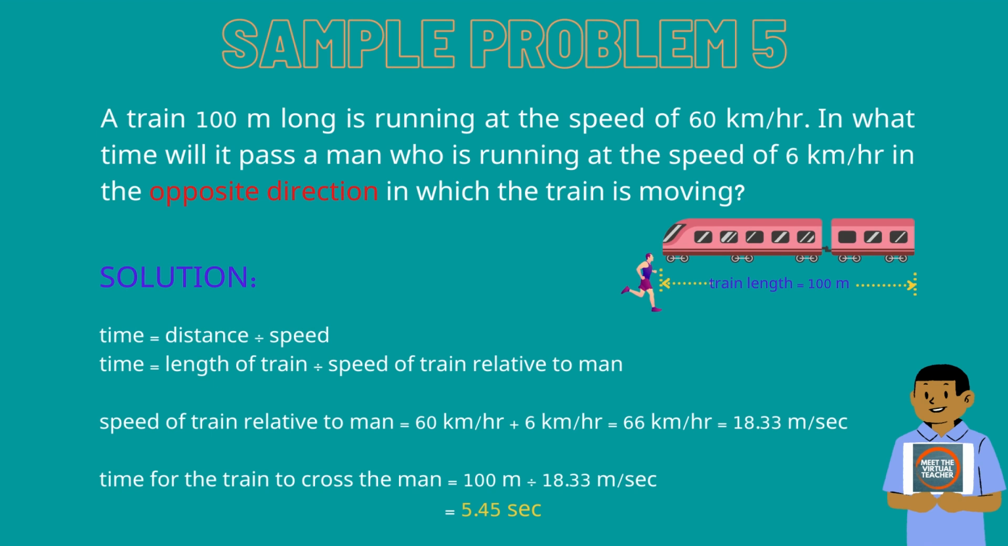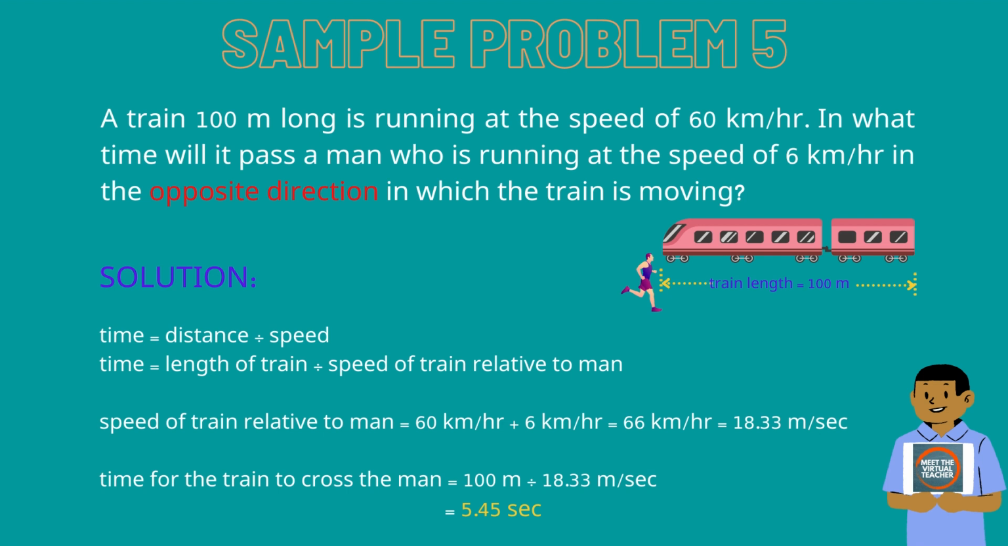Sample problem number 5. A train 100 meters long is running at the speed of 60 kilometers per hour. In what time will it pass a man who is running at the speed of 6 kilometers per hour in the opposite direction in which the train is moving? So it's almost the same as sample problem number 4, but this time, the man is running in the opposite direction of the train.